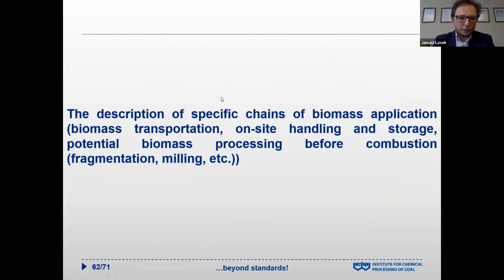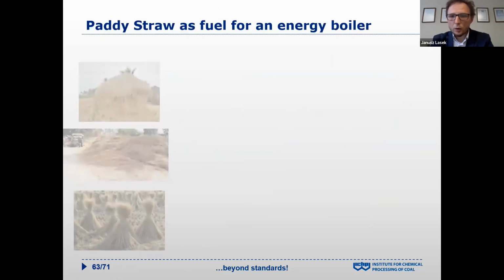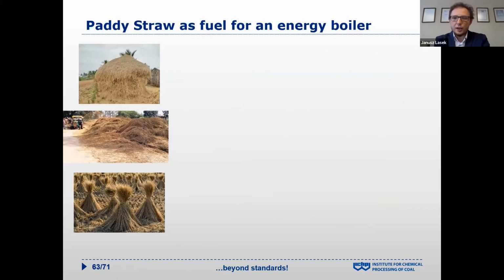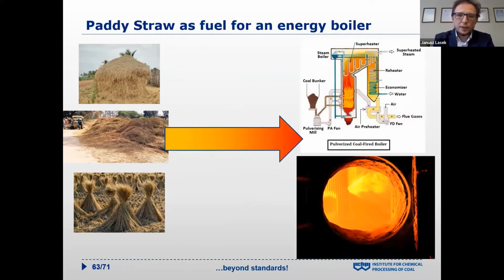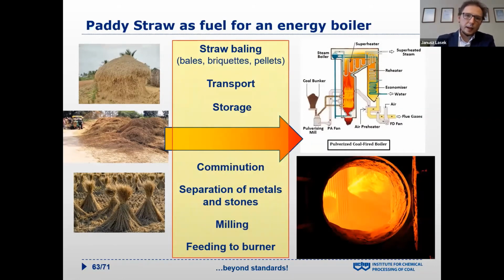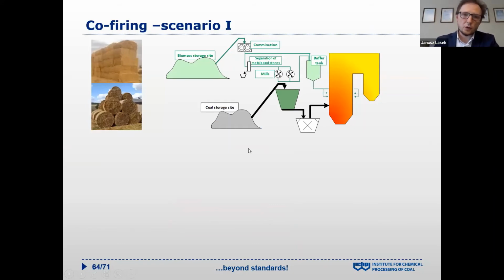if we would like to apply paddy straw in the power plant, what happens? What happens in the transportation and storage chains first? So we consider a few problems. First is the shape and size of the biomass. It can be bales, briquettes, or pellets. The second is the issue of transportation and storage, or how to make smaller particles, that is comminution. Important points: separation of metal and stones, milling if we consider the pulverized boiler, and feeding to the burner. So this is the first scenario of co-firing.